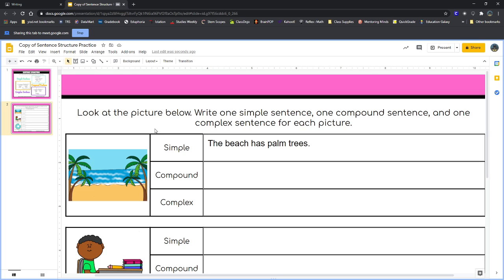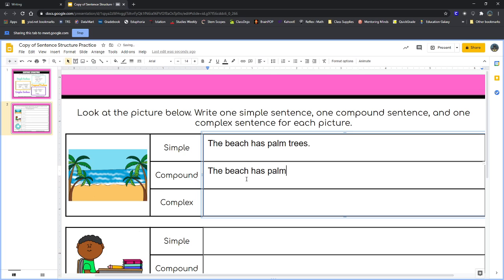What about something else? What is something else I see in the picture besides the palm tree? What else can I see? Kylie, what else can I see here? Okay, so we can see the water, we can see the sand. So for a compound sentence, what we could do is just go ahead and combine those 2 sentences. The beach has palm trees. Now remember, for a compound sentence, we want to use a comma and a conjunction to combine our sentences.